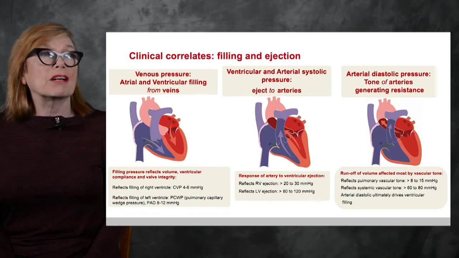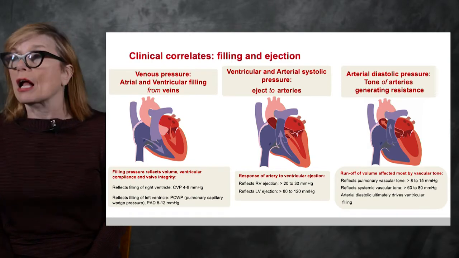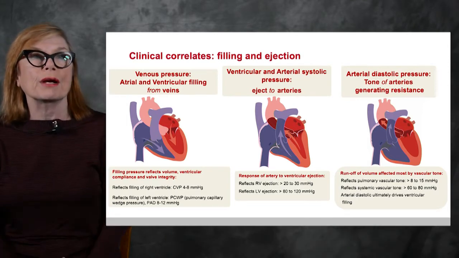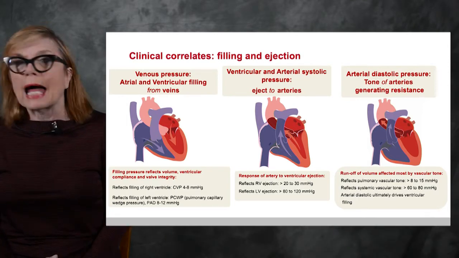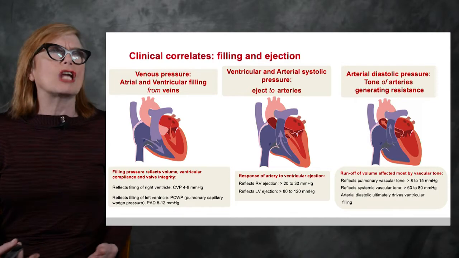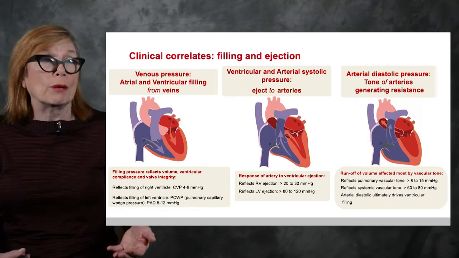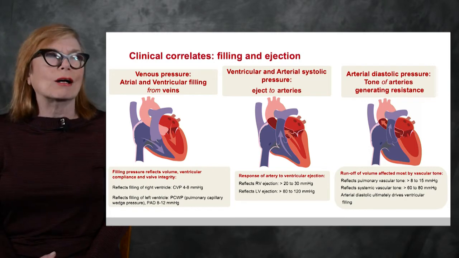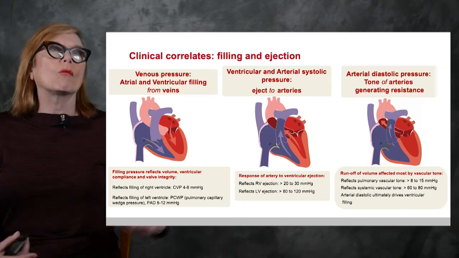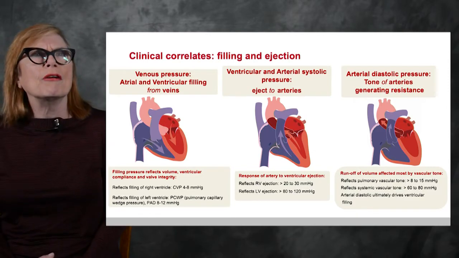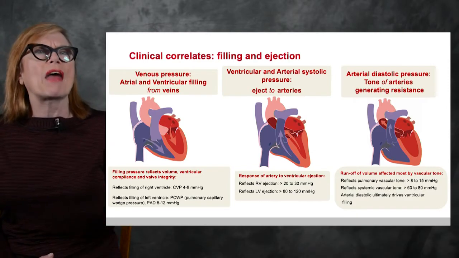Then we think about ventricular and arterial systolic pressure, which is the ejection from the ventricle into the artery. Now, we really like to talk a lot about right ventricular ejection, but the only way we can really see right ventricular ejection gradients and pulmonary pressure is with a pulmonary arterial catheter or an echocardiogram or a right heart catheter, pulmonary artery, in the cath lab. Otherwise, we're not going to be able to see that pressure.